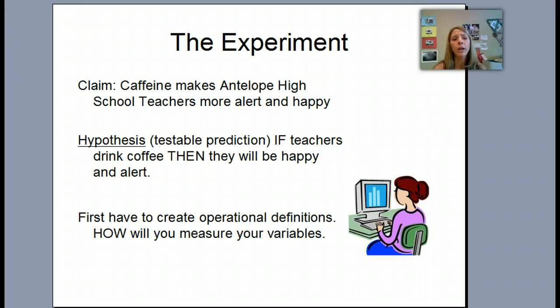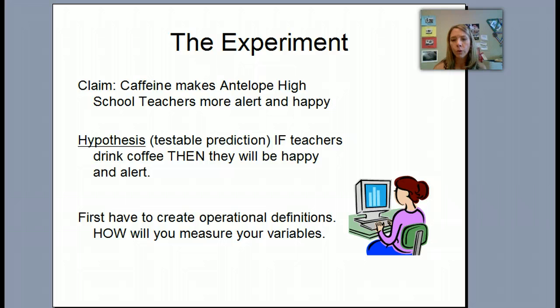The first thing we have to do is define our operational definitions. Remember we talked about those before. How am I going to define my variables? How will I measure happiness? How will I measure alertness? Those are old notes, so we won't go over those too much right now, but think about that. How would I measure how happy or alert teachers are?